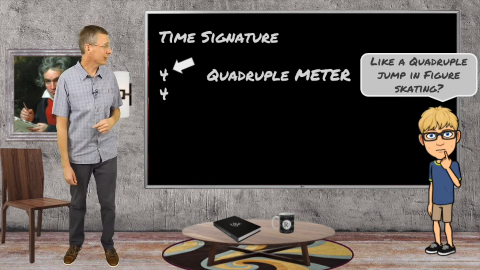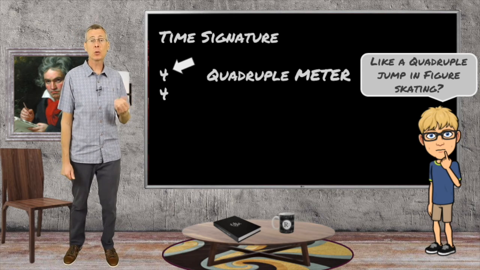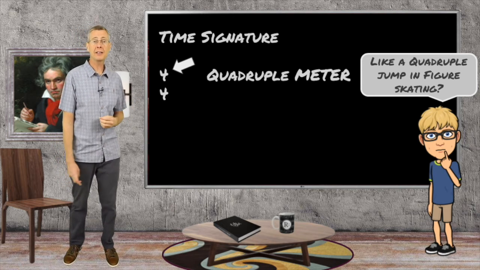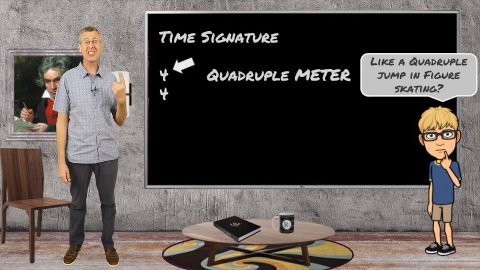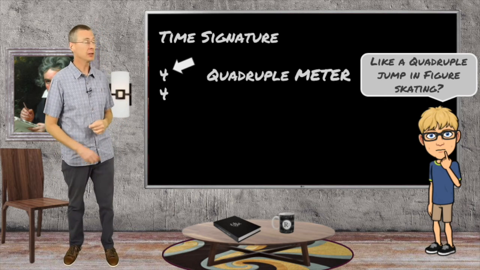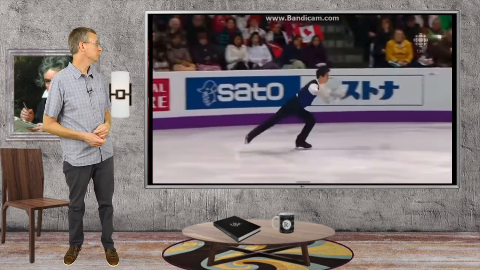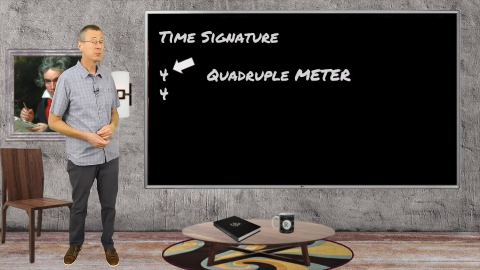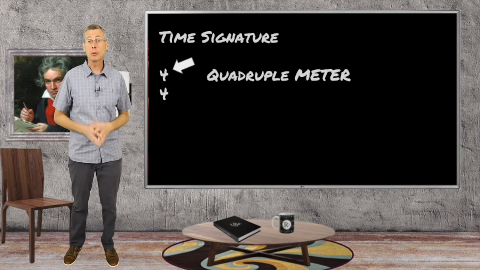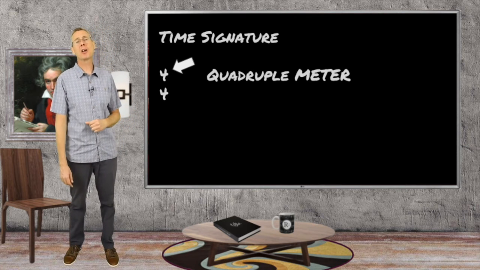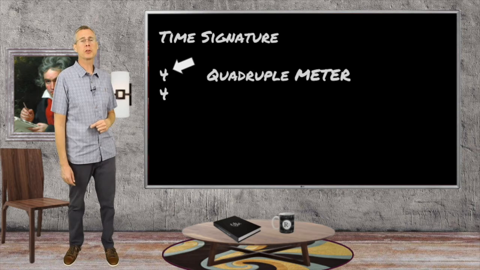Yeah, that's a very good example of quadruple. A quadruple or a quad in figure skating is 4 turns in one jump. Let's see what that looks like. That's impossible.